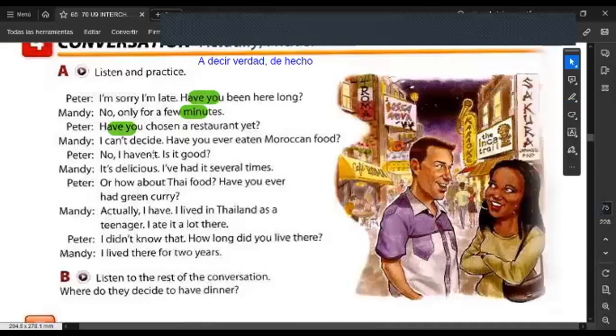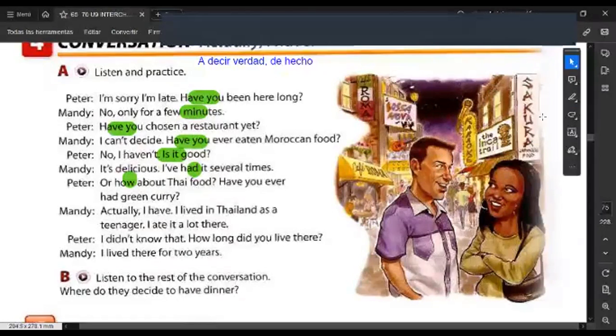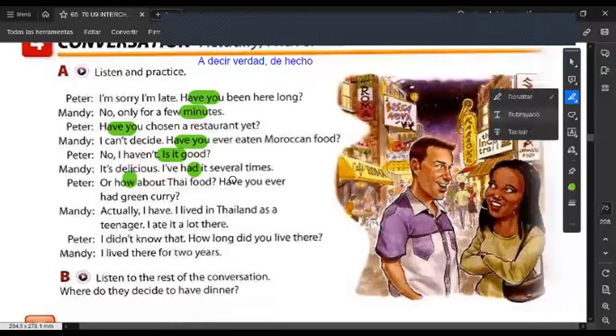Have you, otra vez. Have you ever, aquí lo unimos. Have you ever. Is it good? Aquí se une. Is it good? It's delicious. I had it several times. I had it, esta es como una R, ¿verdad? I had it several times, porque está entre dos vocales. How about Thai food, Thailand food? Este Thai food es Thailand. Have you, lo unimos otra vez, have you ever had green curry?